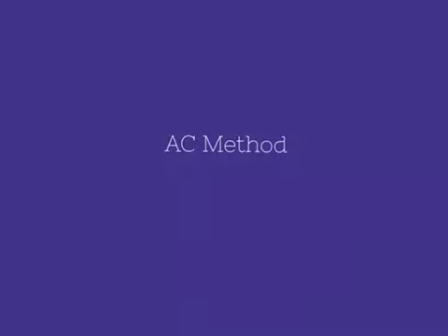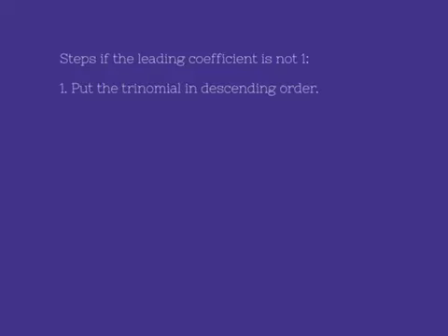In this video, we're going to talk about the AC method of factoring. So this is a method we're going to use if the leading coefficient of our trinomial is not 1. So our first step is going to be to put the trinomial in descending order. Our second step is something we've talked about quite a bit, which is to factor out a GCF.